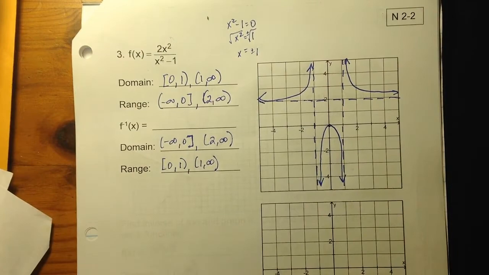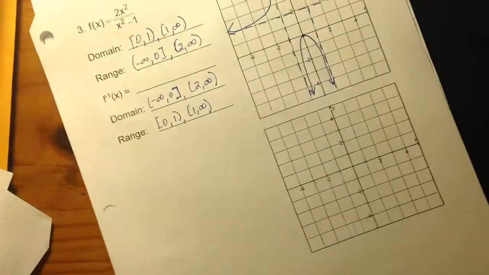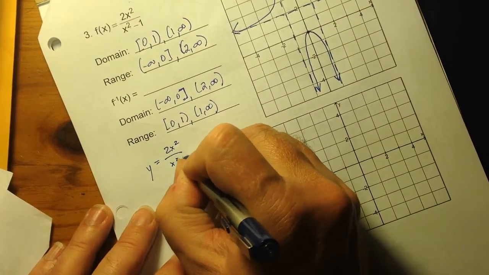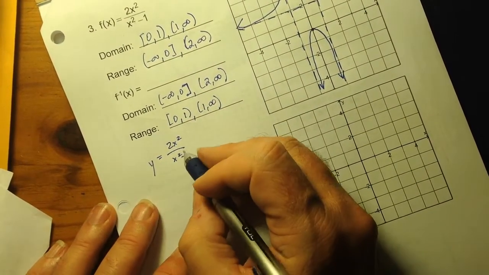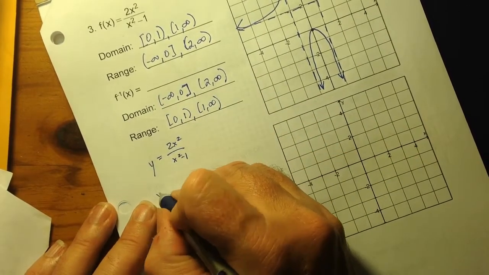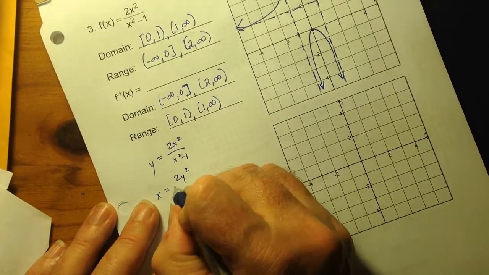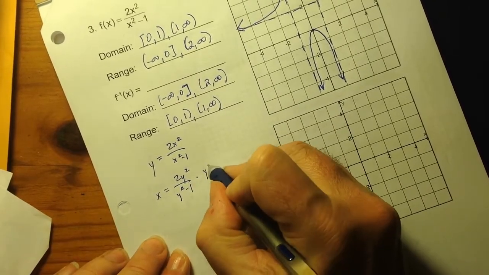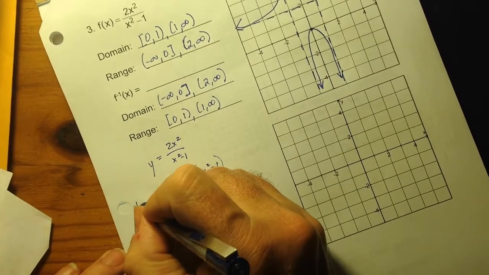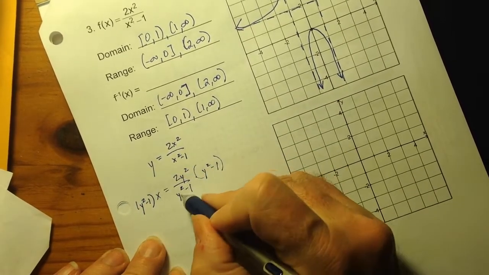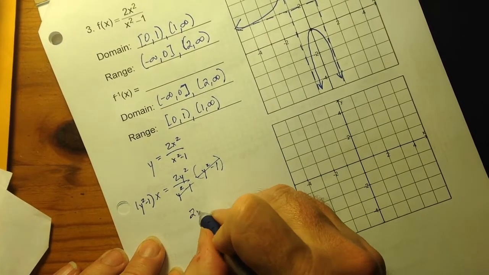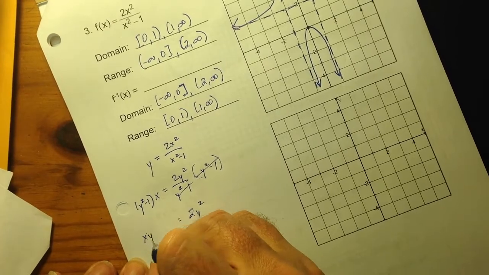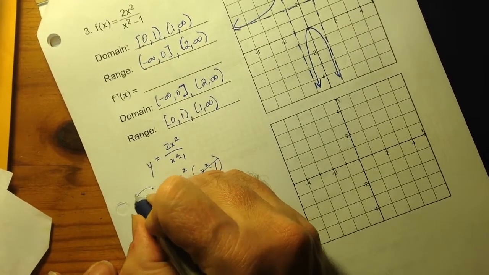All right, so let's see if we can work this one out. So I'm going to write this as y equals 2x squared over x squared minus 1. Okay, I'm going to switch my x's and y's. X equals 2y squared over y squared minus 1. First step, again, let's get rid of that fraction. I'm going to multiply both sides times y squared minus 1. On the right it cancels. On the left I'm going to distribute: xy squared minus x.